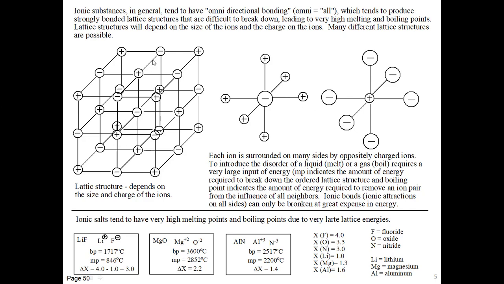We're going to look at all ionic substances in this simple-minded picture right here. This might be a lattice structure for something like sodium chloride. What you'll notice is that each ion, say this anion here, is surrounded on all sides by the opposite charge.